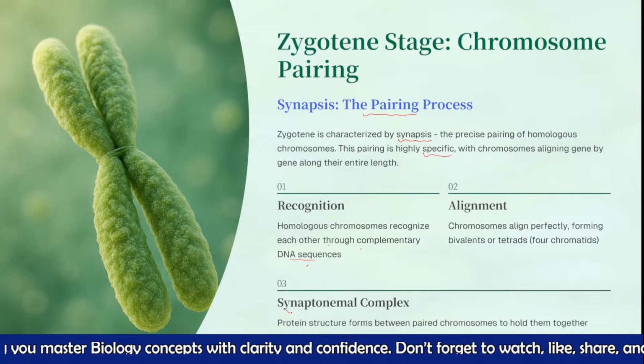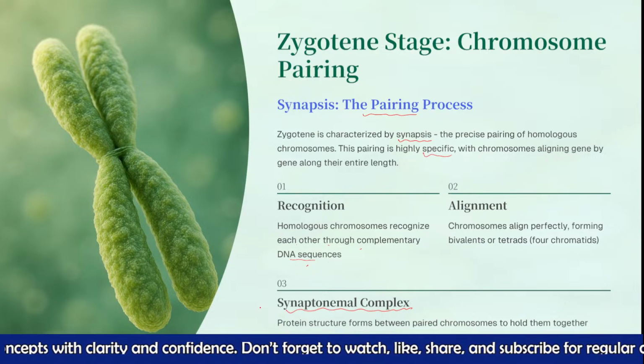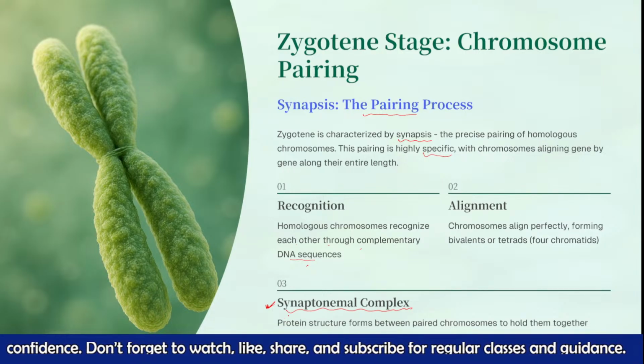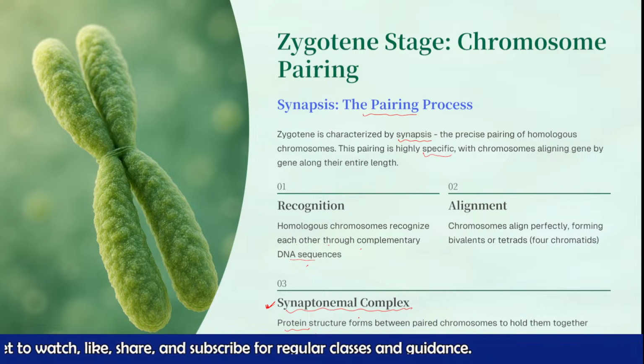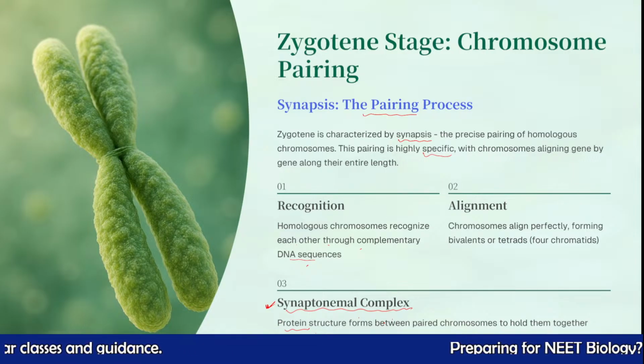This pairing is due to a specific protein structure called the synaptonemal complex. Okay, this term is important. What is the synaptonemal complex? It is a protein structure helping in the pairing of homologous chromosomes. So in the zygotene stage we can see the synaptonemal complex, due to which the pairing takes place. Okay, clear?